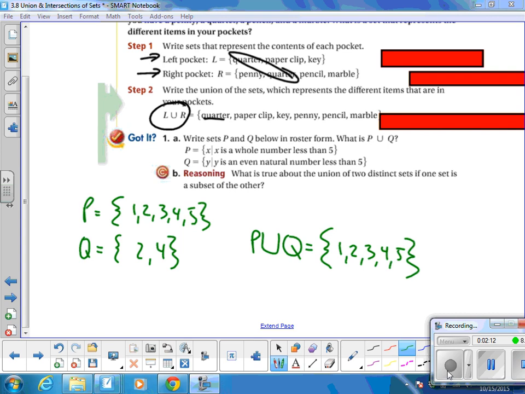So we can see that the union of set P and Q is 1, 2, 3, 4, 5 because it's including all of the information. And notice that there's some points where they intersect, but we're only going to mark them once in the union. For B, it says what's true about when one set is a subset of the other. It's going to include everything in that set.